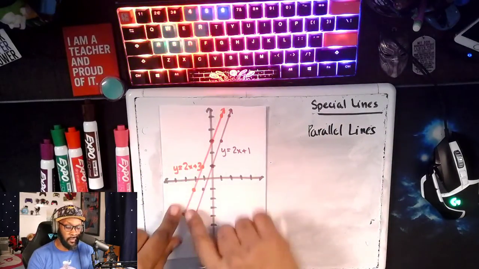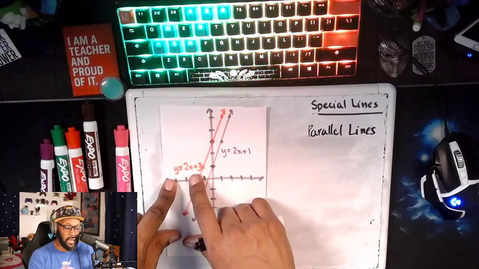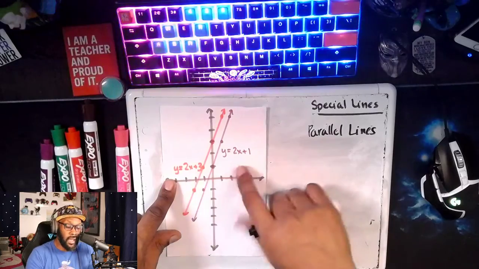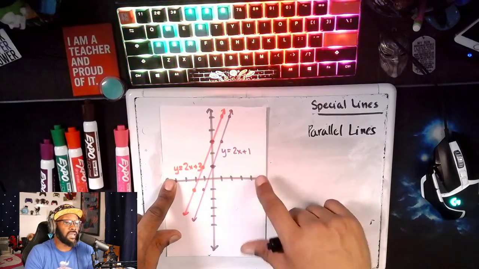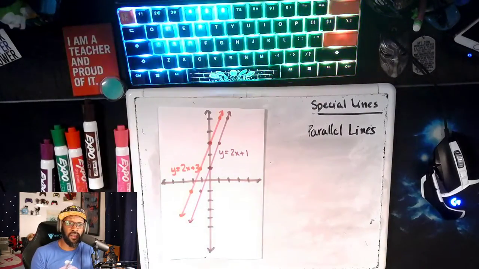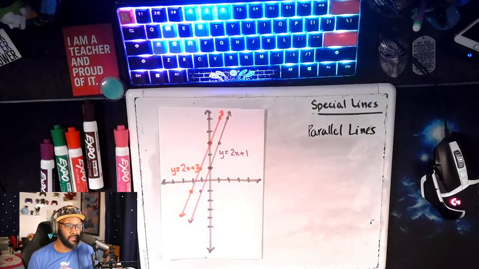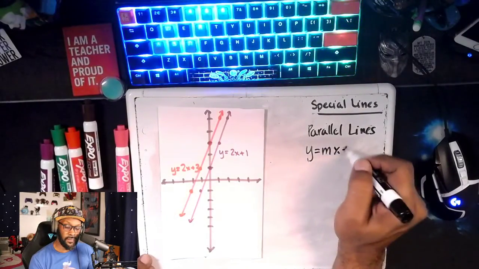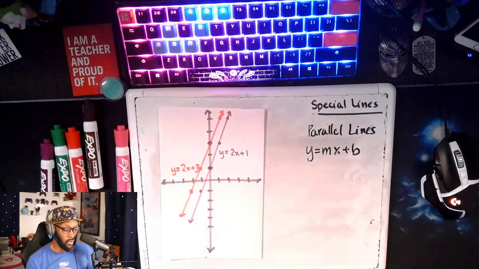What do you notice? The red line, that equation, sorry for the closeness here, but this equation is y equals 2x plus 3, and this equation is y equals 2x plus 1. So my question is, what do you notice about the slopes? Remembering our form here, y equals mx plus b, what do you notice about our slopes?